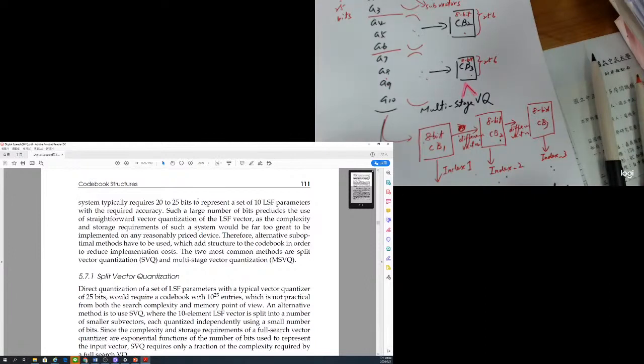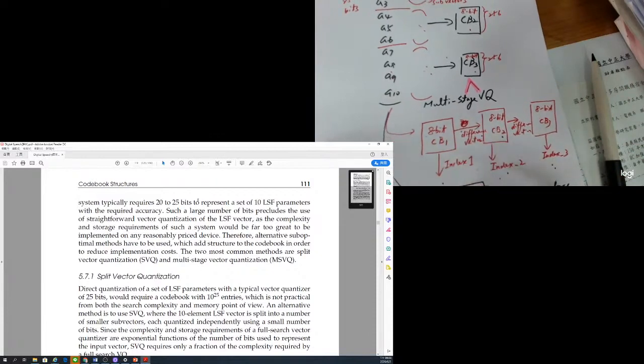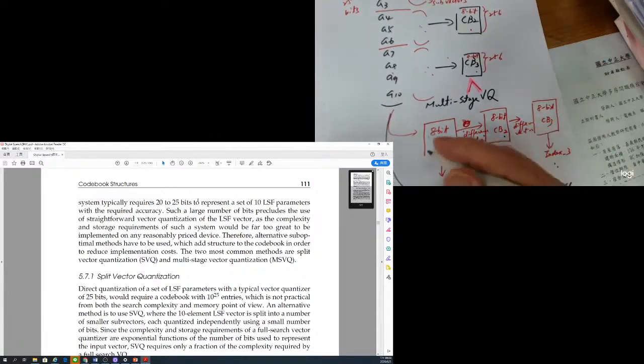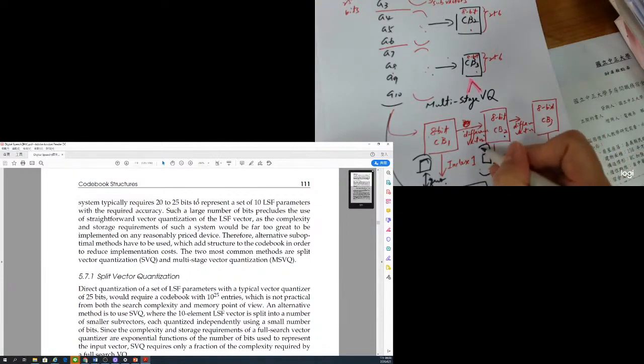We can consider it like this. First, we can quantize our codevector where only 3 subvectors have values and the others are 0. In this one, only the middle has a value and the others are 0. And in this one, only the last 4 have values and the others are 0. So you can see that in multiple stage vector quantization, we design the codebook this way.